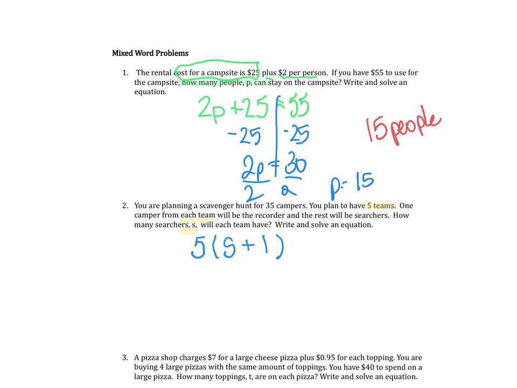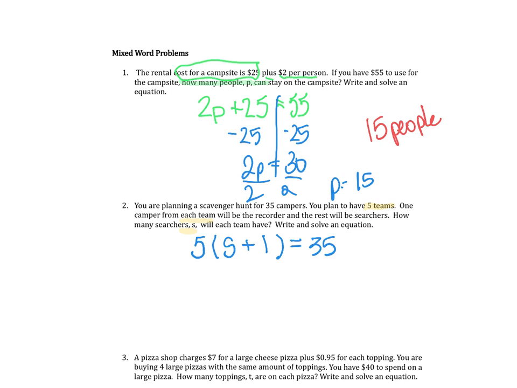We know we're having 5 teams, and we know we have 35 campers. So we need to divide these 35 campers up into 5 teams, and then this sets us up to be able to figure out how many can be searchers. So why don't you pause this video and solve to see how many searchers are on each team.